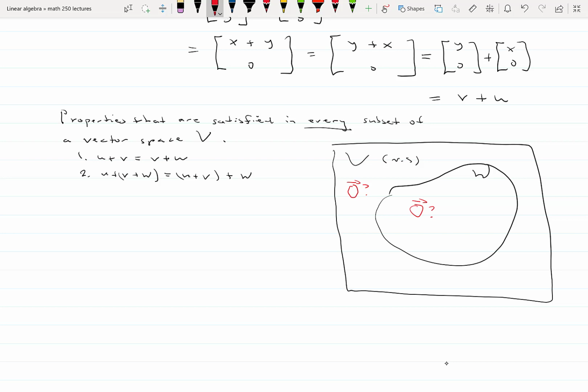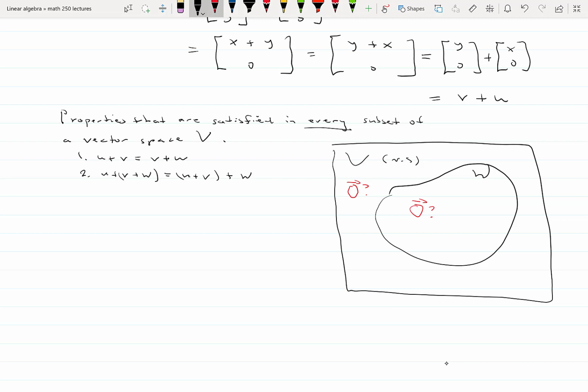suppose you just think about the set of real numbers. The set of real numbers forms a vector space. Now think about the subset of the real numbers, the set of all positive real numbers. Under the usual operations of addition and scalar multiplication, the set of positive numbers doesn't form a vector space. The 0 vector is not in there. So property 3 doesn't necessarily hold in every subset of a known vector space, nor does property 4.